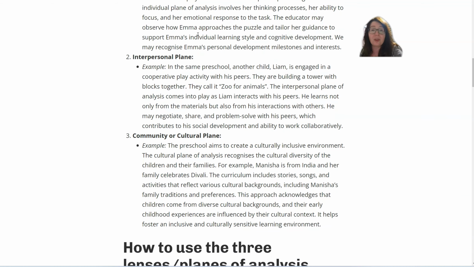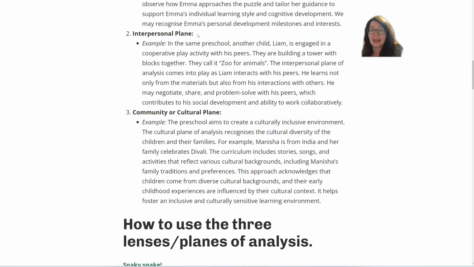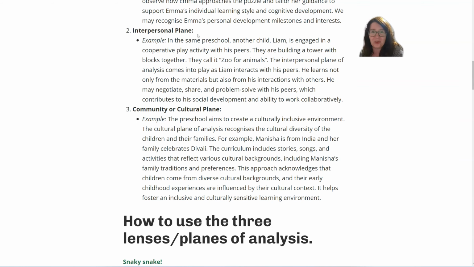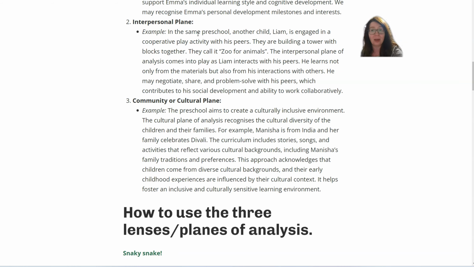Her individual plane of analysis will involve thinking processes, so what you observe in terms of how the puzzles fit, maybe in naming animals, her ability to focus and concentrate, and her emotional response to the task. Does she seem to enjoy it? Does she find it easy? Does she find it hard? What did she say? You can also observe how she approaches the puzzle and tailor your guidance or response to support Emma's individual learning style and cognitive development. You may also recognize Emma's milestones and interests and make notes on that.